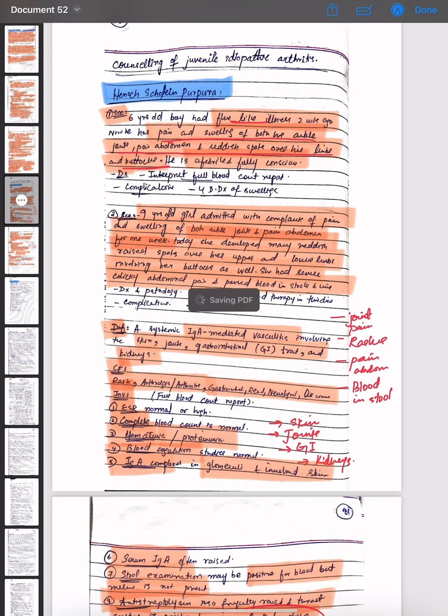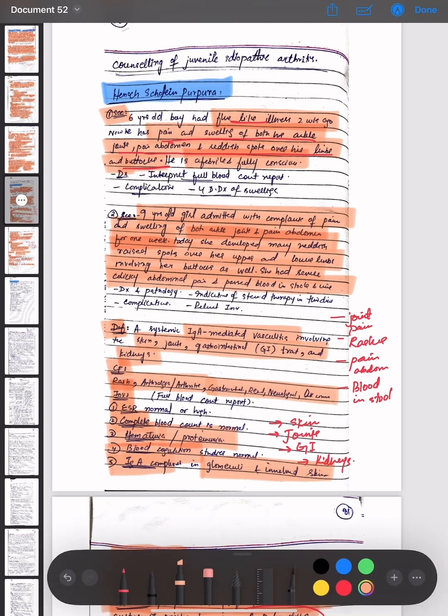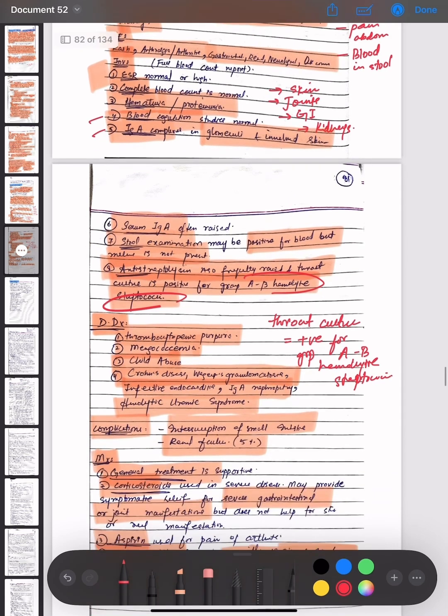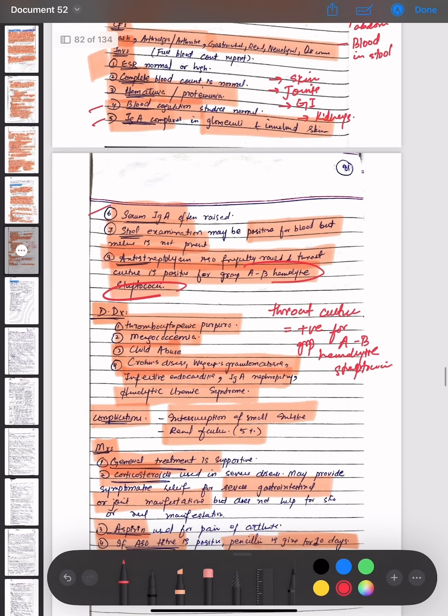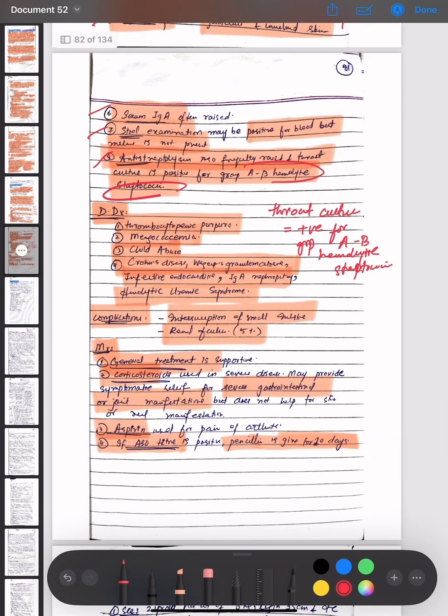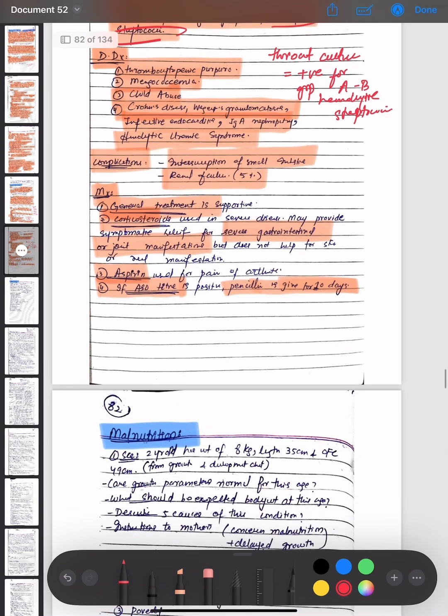So we have discussed the definition of this disease. Then we have discussed the clinical features, which are rashes, arthralgia, gastrointestinal, renal, neurological. Then the investigation options, which are ESR, complete blood count, hematuria, blood coagulation, IgA complexes, serum IgA, stool examination, and anti-streptolysin ASO frequently. Then the differential diagnoses are thrombocytopenic purpura, meningococcemia, child abuse, and Crohn's disease. These are the complications, and then we have discussed the management options.